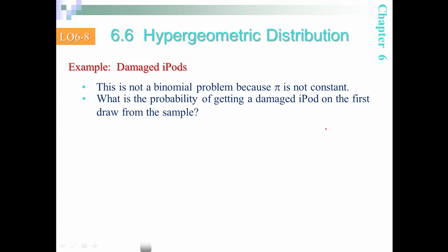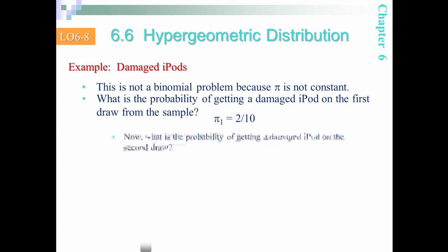So you might say the setup we have here is very similar to the binomial, but why is this not a binomial? It's not a binomial because the probability of success changes every time we sample one of the iPods. In fact, we could ask, what is the probability of getting a damaged iPod on the first draw from the sample? Well, how many damaged iPods are there? 2. How many total iPods are there? 10. So that probability is 20%.